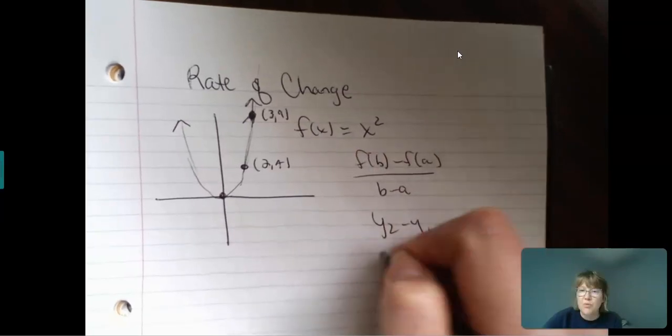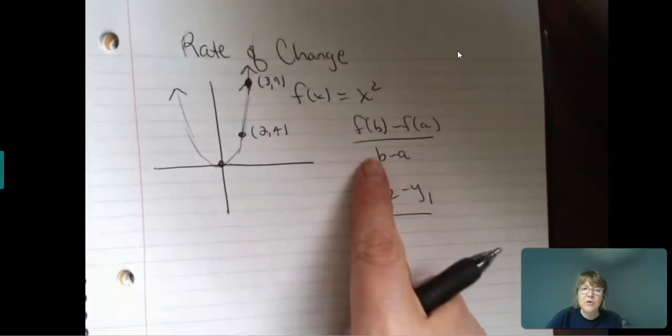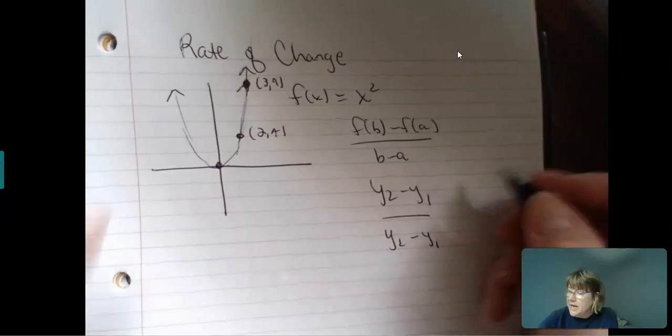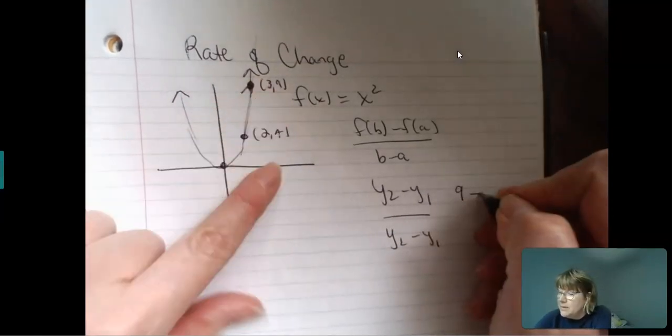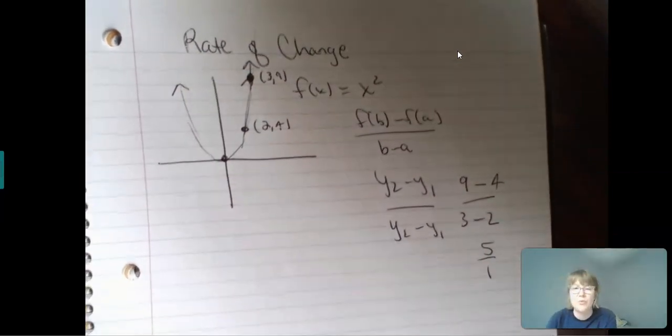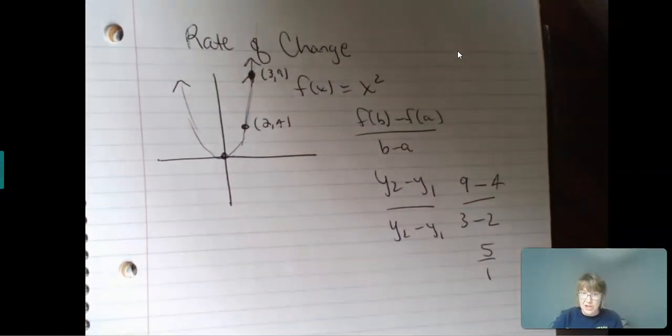So in high school, you probably did Y2 minus Y1. And then what's your input and input? And so Y2 minus Y1. So in high school, you might have gone, 9 minus 4 over 3 minus 2, order matters, 5 over 1, the slope is 5. That's your rate of change.